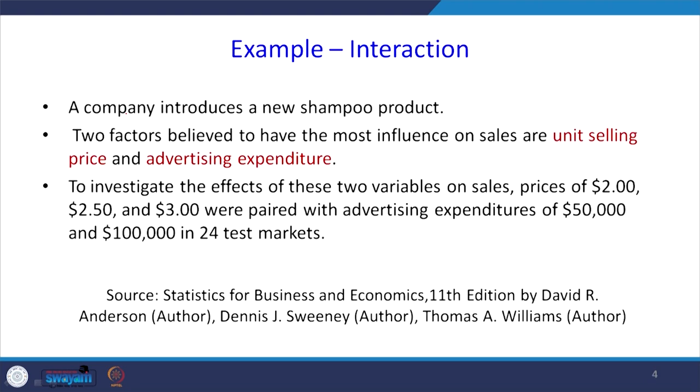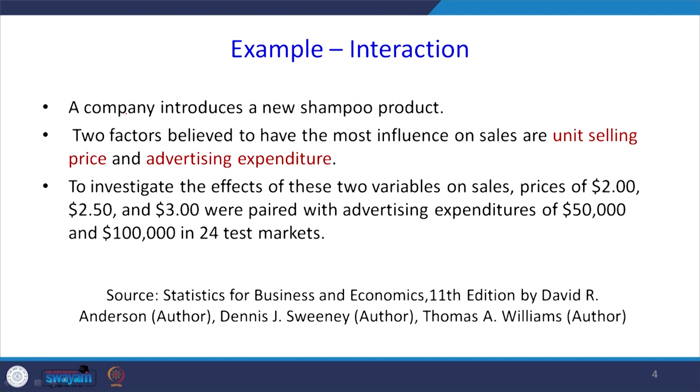We will take one example problem to understand how to include interaction in the regression model. This problem is taken from the book Statistics for Business and Economics, 11th edition. A company produces a new shampoo product. Two factors believed to have the most influence on sales are unit selling price and advertising expenditure. So, there are two variables that are going to affect our sales: one is unit selling price, another is advertising expenditure. These two are independent variables, and sales is the dependent variable. So, in this problem there is one dependent variable and two independent variables.